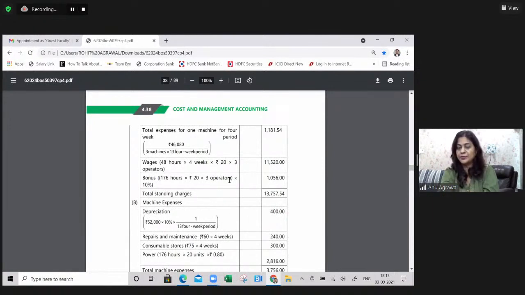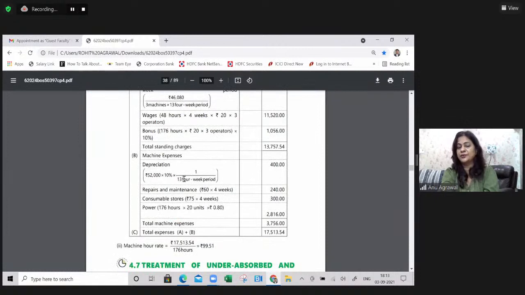You get out with the total expenses. Depreciation 52,000 into 10%, again divided by 13, you get the answer. Repairs, consumable, everything you multiply by 4. You get this figure. Now here, power, they have done 166 into 20 into 0.8. I would not have done it. You know what I would have done?